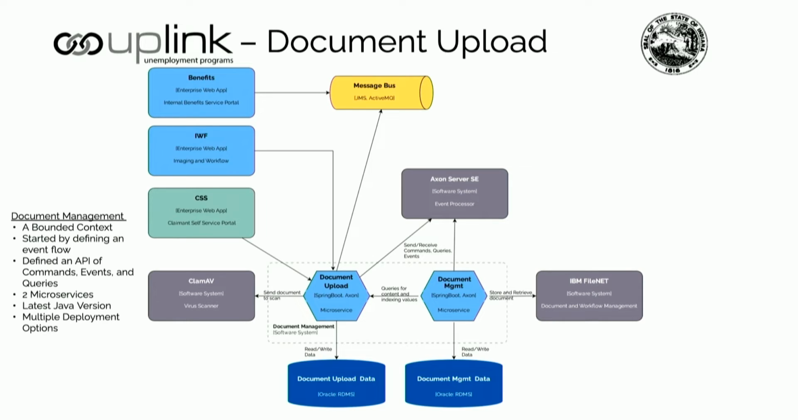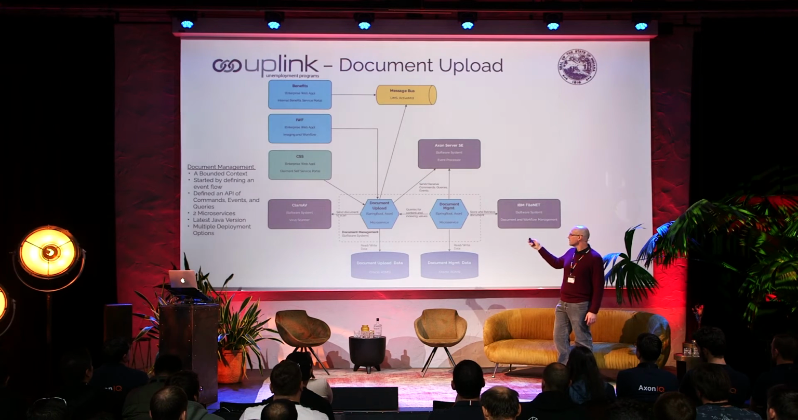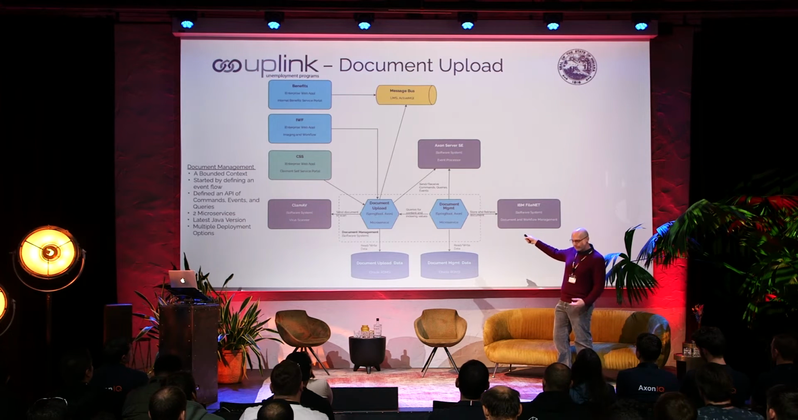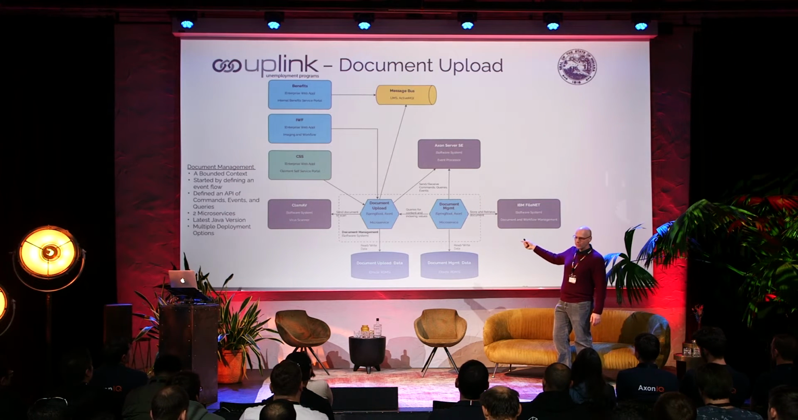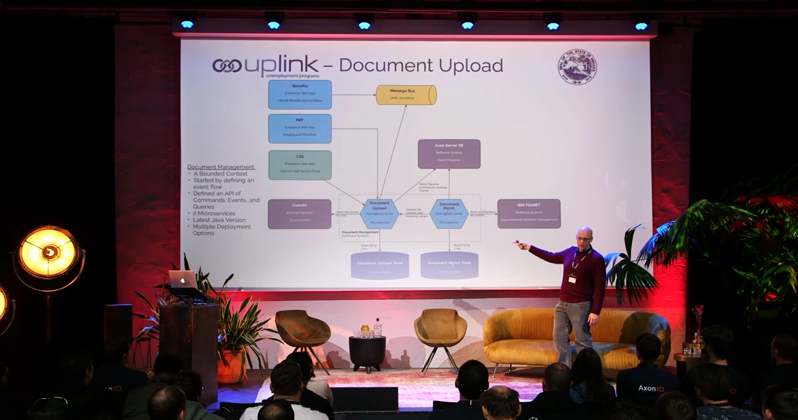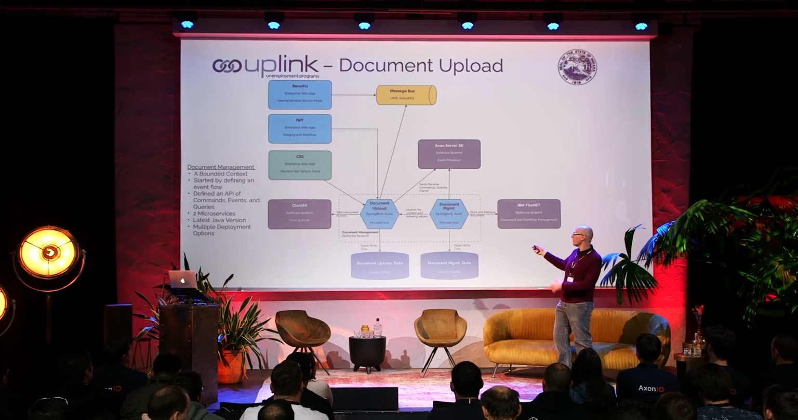And this is what we ended up with, our architecture. We have a document management bounded context with 2 microservices in it. One focuses on getting the upload in. It scans for a virus and caches the document, and it raises an event for document management. We have another microservice called document management that will query document upload for the information and get it into FileNet.